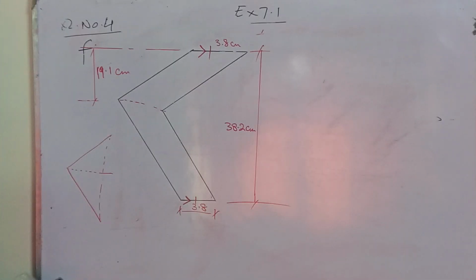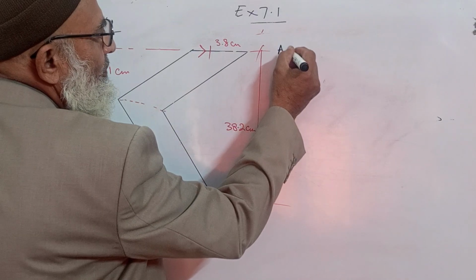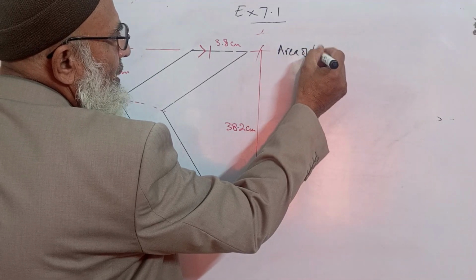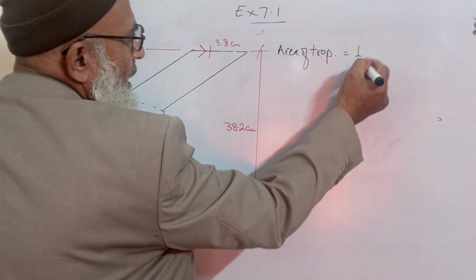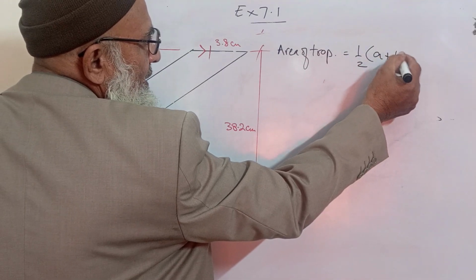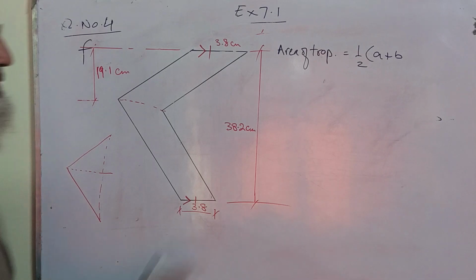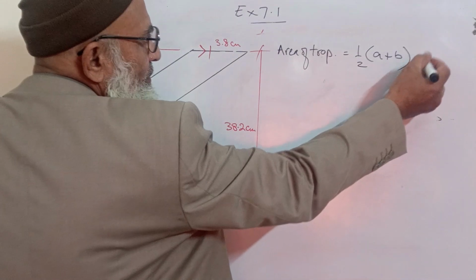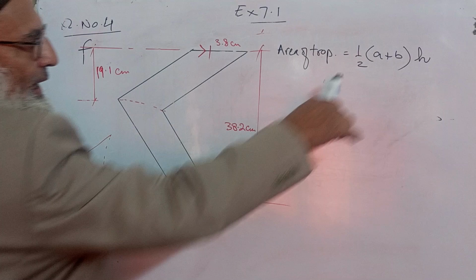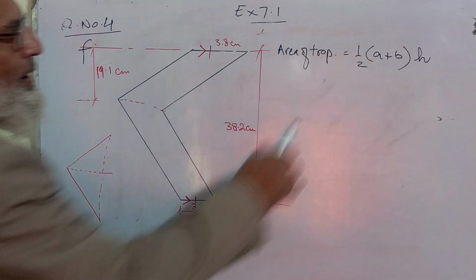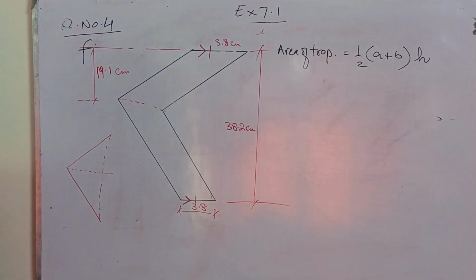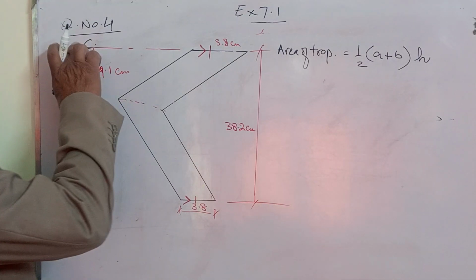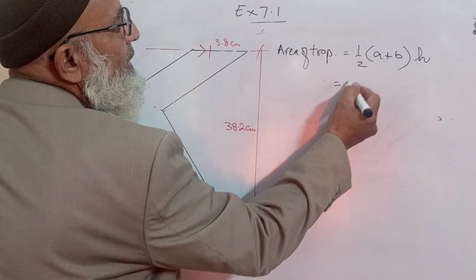The area of trapezium is equal to half into the sum of parallel sides multiplied by the height. That is, a plus b multiplied by height, divided by 2. Now this is a, this is b. They are parallel and equal as well, and the height is 19.1. So it is very easy.